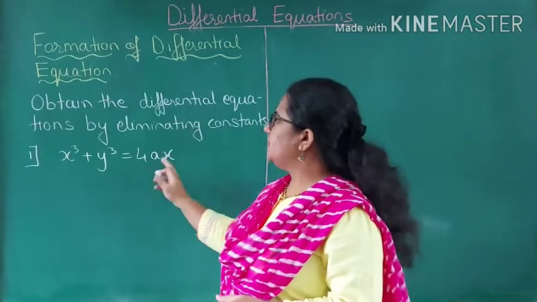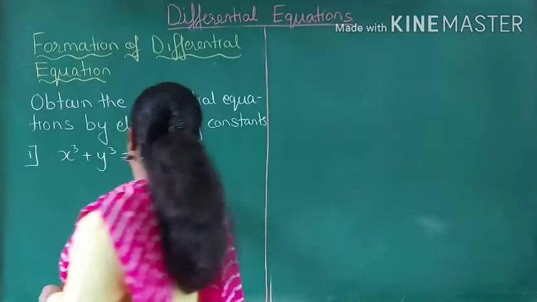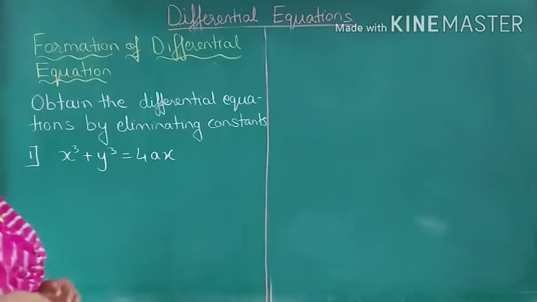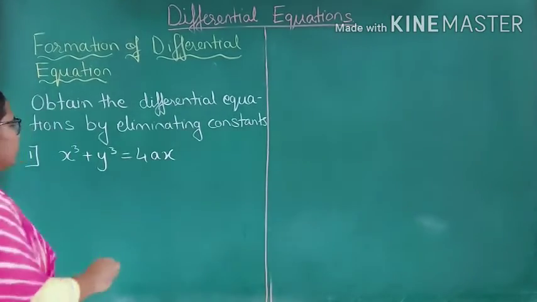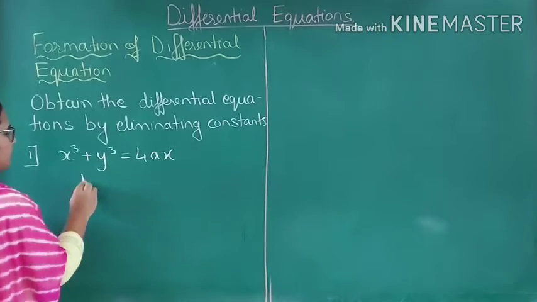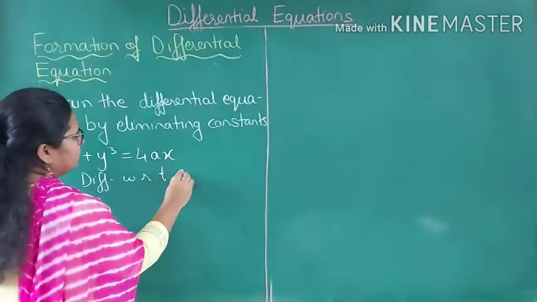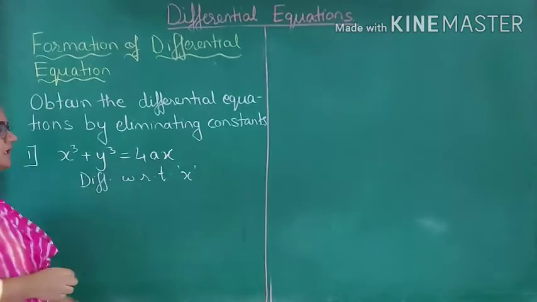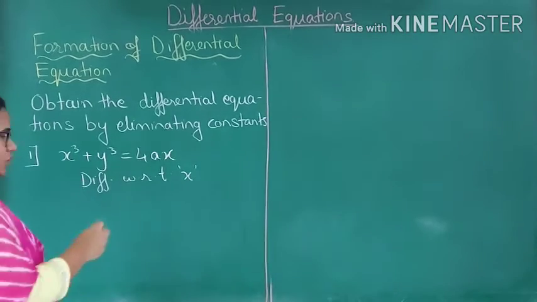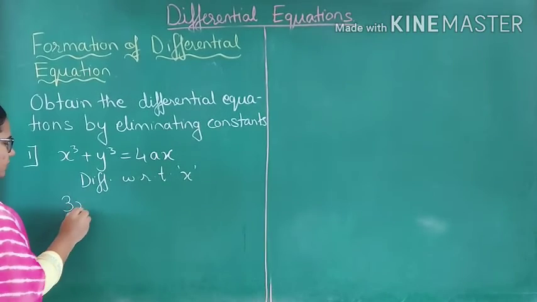x cube plus y cube is equal to 4ax. Now this equation has only one arbitrary constant. So we will differentiate this equation only once. So differentiate with respect to x. So what is the derivative of x cube? You have already studied derivatives, so we need not repeat.